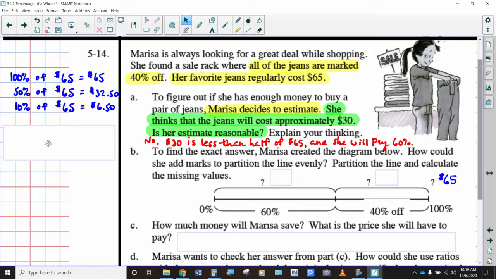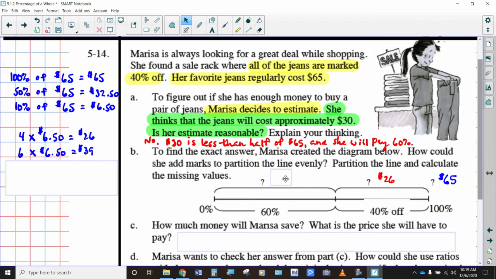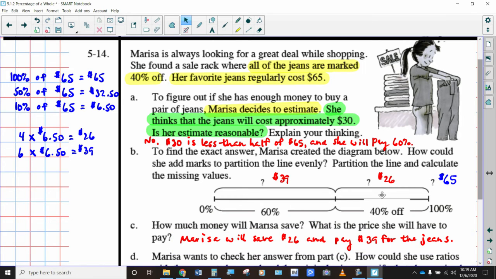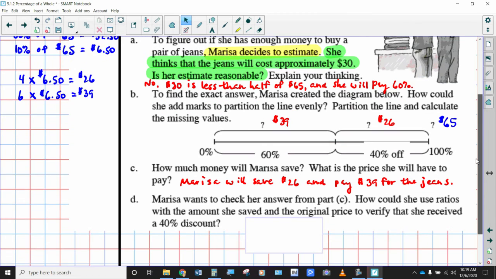So if you multiply that times 4, that's going to give you the 40%. And so 4 times 6.50 is $26, so that's got to be this quantity right there. 40% of the total is $26. And then if you multiply 10% times 6, that's going to be your 60%, which is going to be $39. So that's the quantity here. So how much will she save? She'll save $26. What will be the price that she will pay? She will pay $39 for this particular pair of jeans.